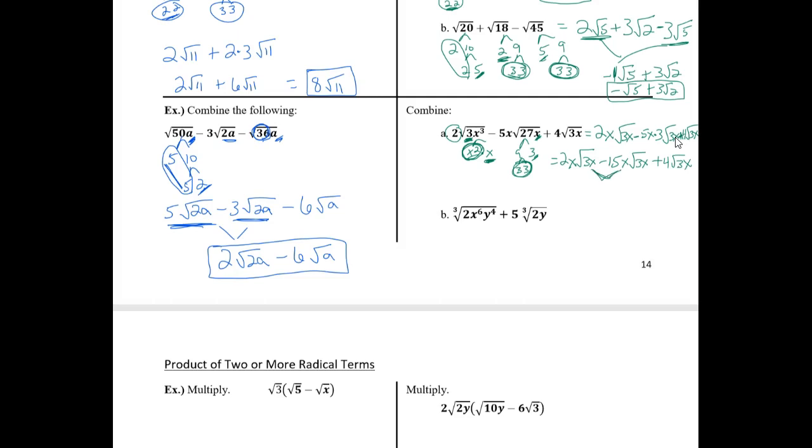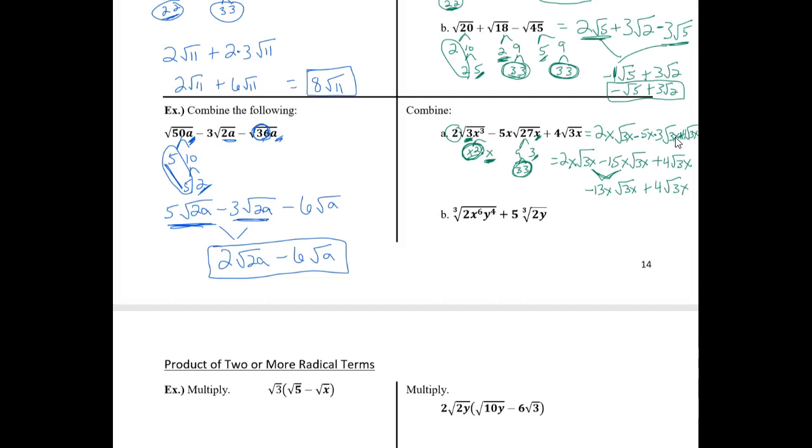2x minus 15x would give me negative 13x square root 3x plus 4 square root 3x. Now here's the tricky part. Yes, they are like. I have a square root of 3x and a square root of 3x. But when I go to add the coefficients, or the numbers being multiplied out front, I have negative 13x plus 4. But 13x and 4 are not like.